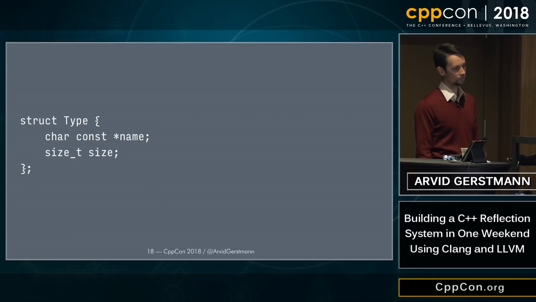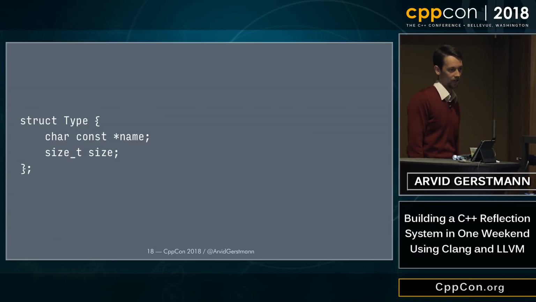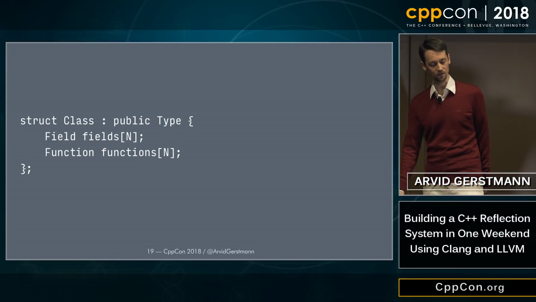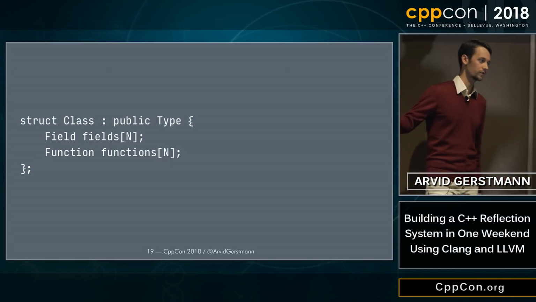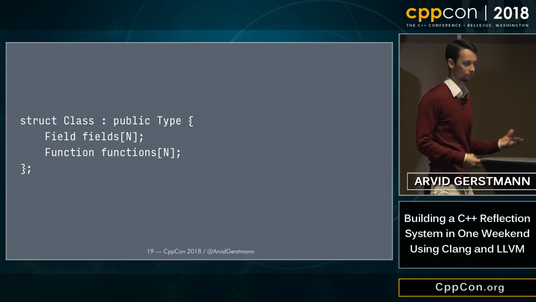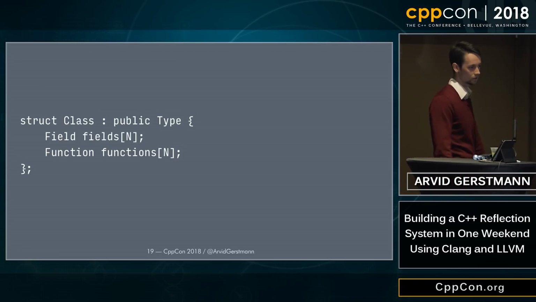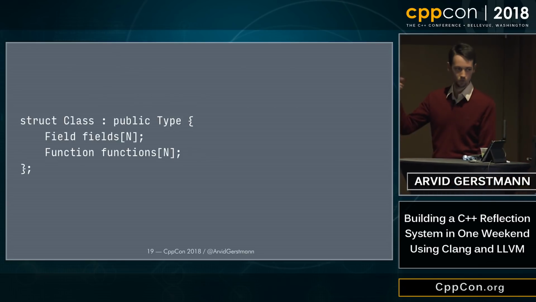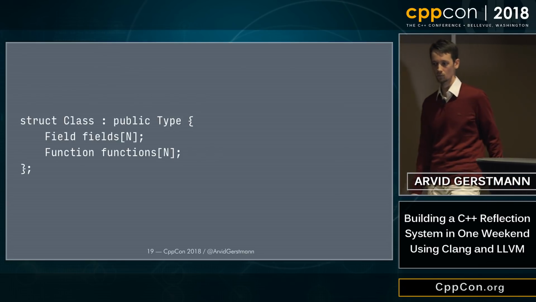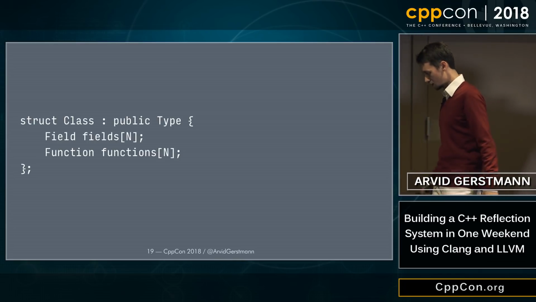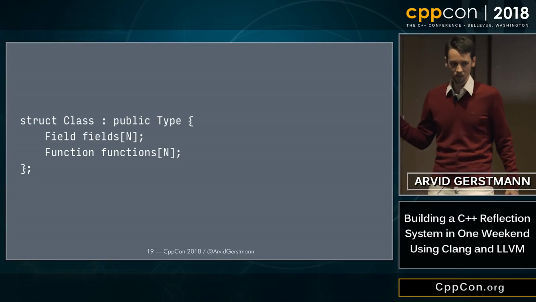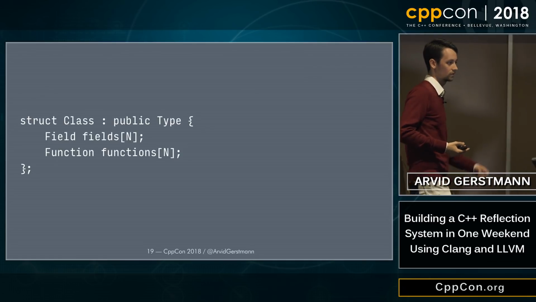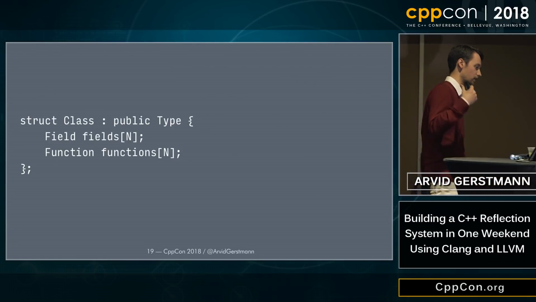Next, we define classes. And classes are types as well. So we inherit from the other type we just defined, and we add some more members. A class, different to a primitive type like int, has fields and functions. So we just add a variable for fields and a variable for functions. I kept it simple here. Technically, we could also add constructors, but for the sake of simplicity, I kept that out here.